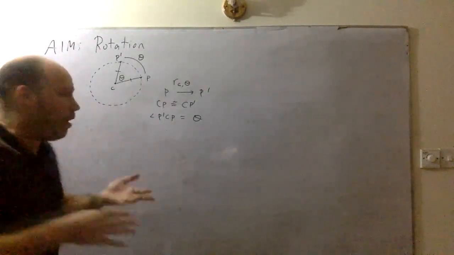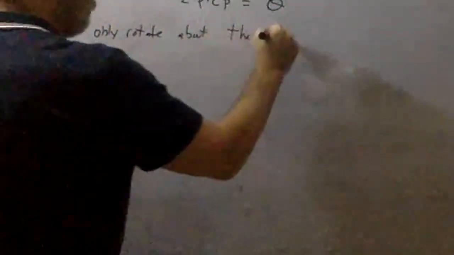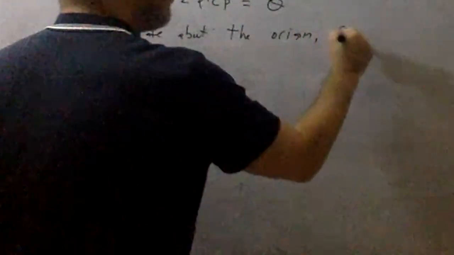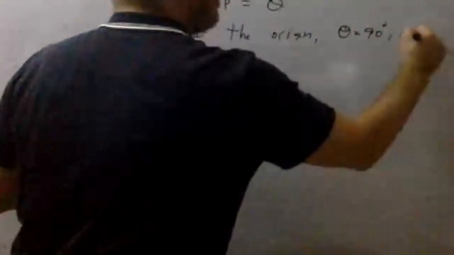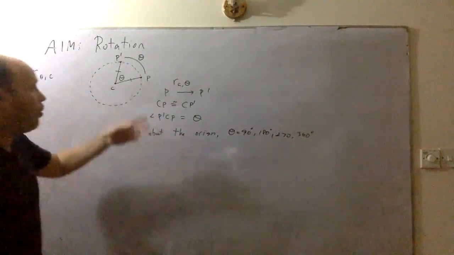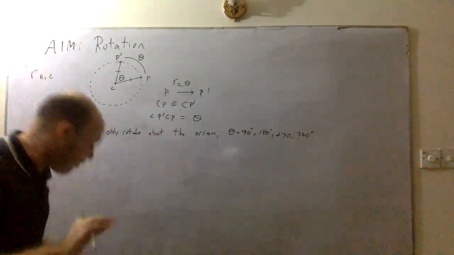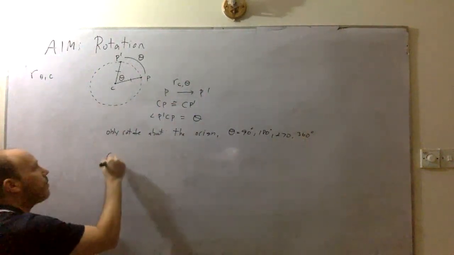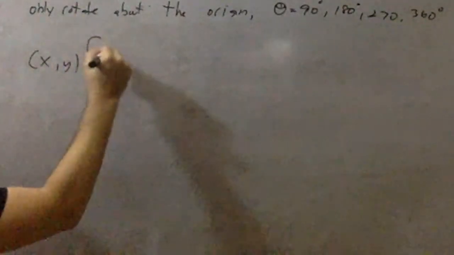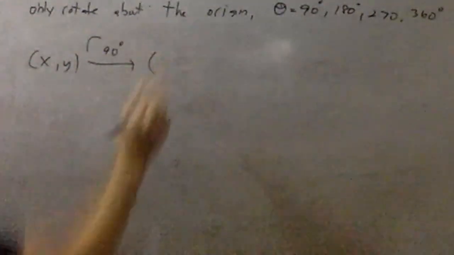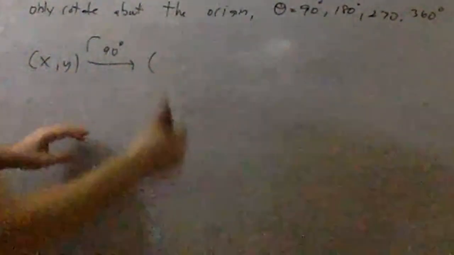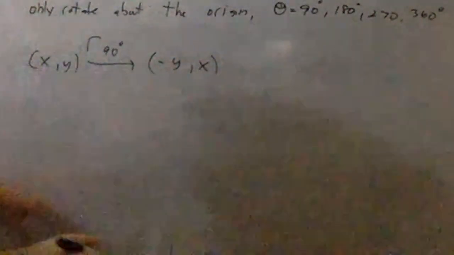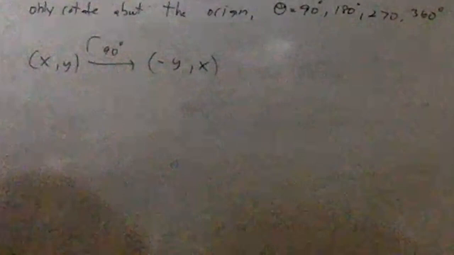Now, in this class, you're only going to rotate about the origin, and your theta is going to be 90, 180, 270, and 360. You can prove these, but I'm just going to give you the rules right now. If we take a point (x, y) and rotate it 90 degrees, the rule is it becomes (-y, x). Flip it and negate. That's not a coincidence.